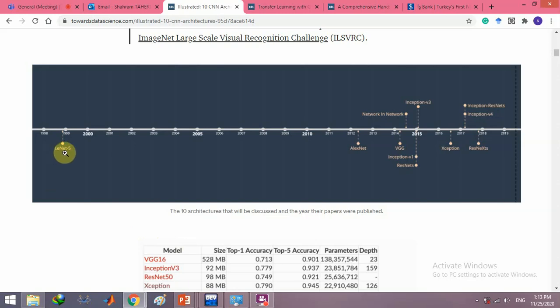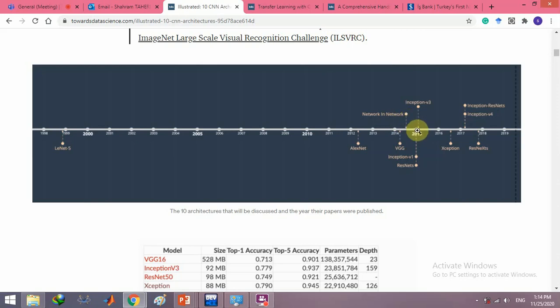The first one, LeNet, which is the first CNN architecture, was introduced in 1998, but most of the attention to CNNs starts from 2012, when the first modern CNN architecture, AlexNet, was introduced. After 1 or 2 years, several advanced architectures were introduced: VGG, Inception version 1, ResNet, and Network in Network.